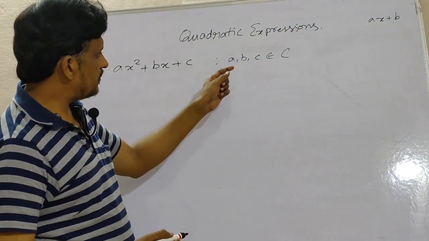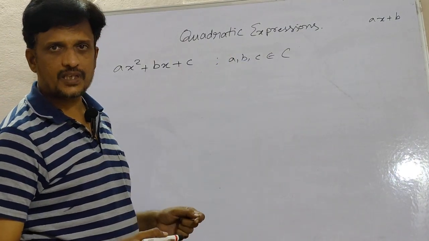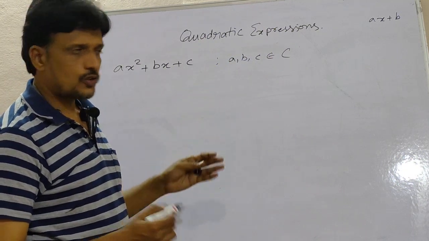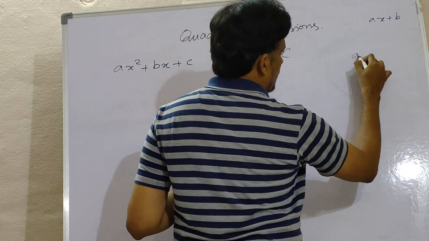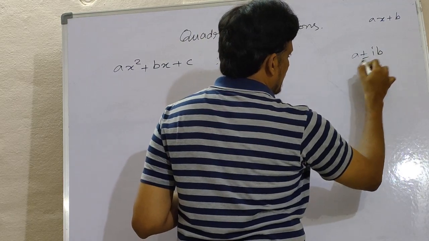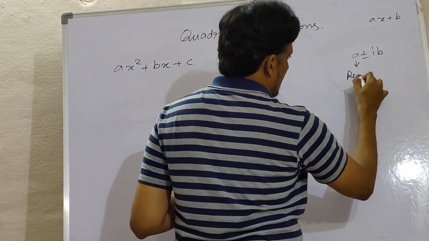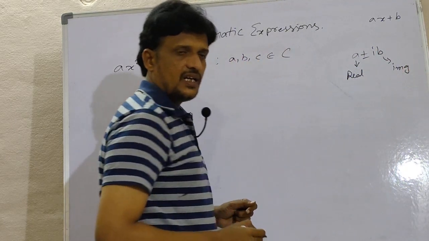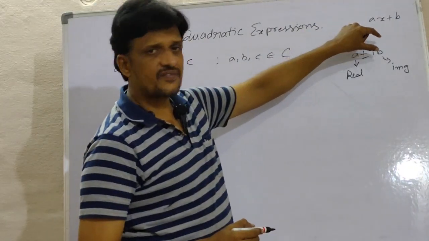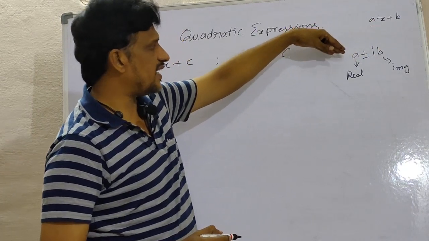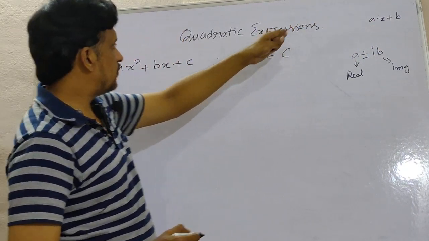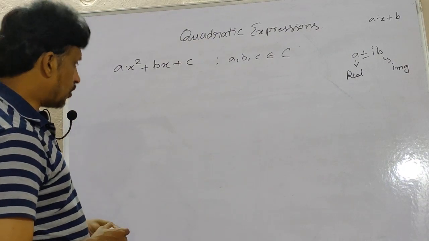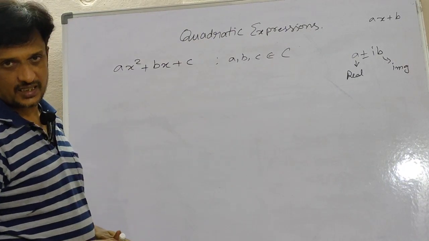So usually we say a, b, c belong to C. That means a, b, c are complex numbers. The complex number means which is in the form of a plus or minus ib. Here this a is called the real part and b is called the imaginary part. If the imaginary part of a complex number is 0, then that is called a purely real number. So that means a, b, c are real or complex numbers. Okay, so this is called a quadratic expression.